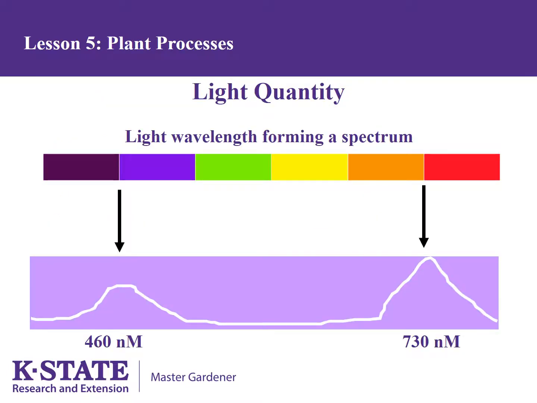Plants don't use all wavelengths of light. They only absorb wavelengths in the violet and red range. So why are leaves green? It is because the plant reflects those wavelengths rather than absorbing them.